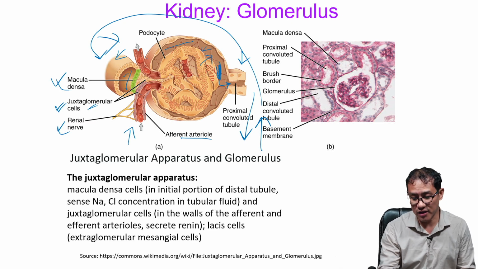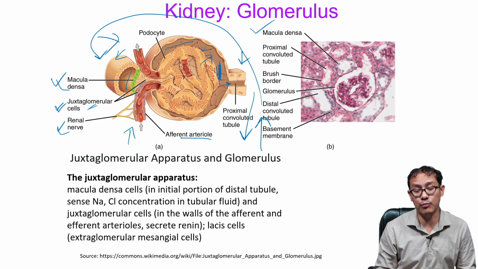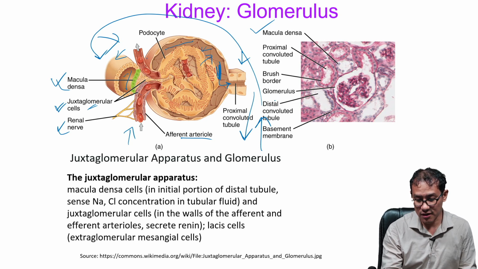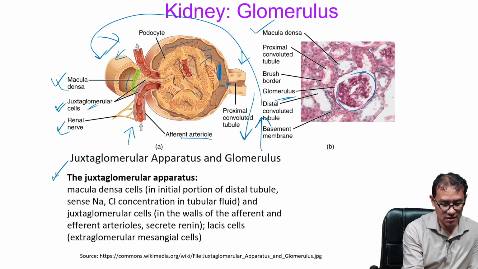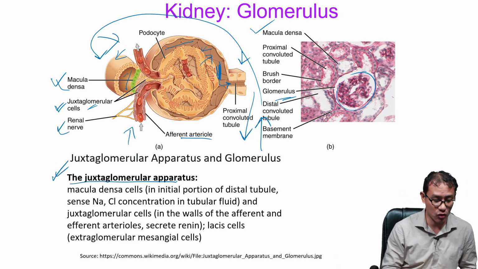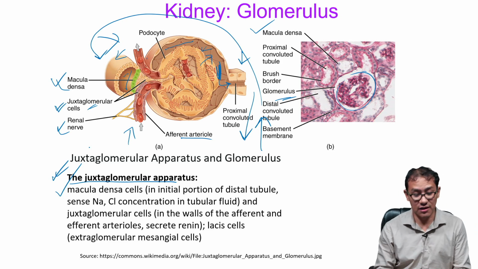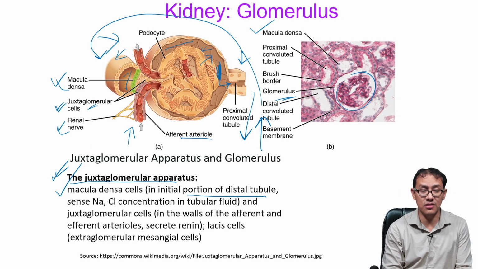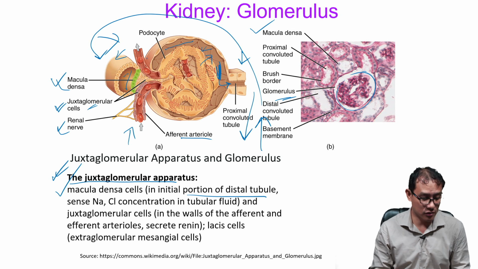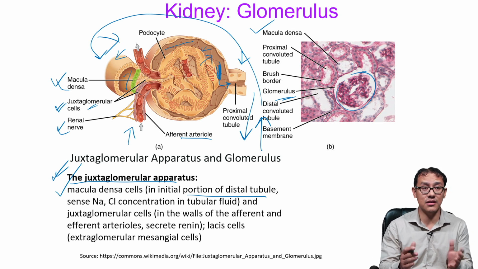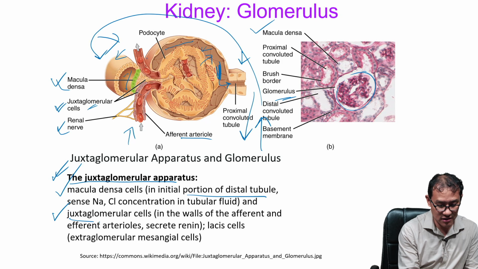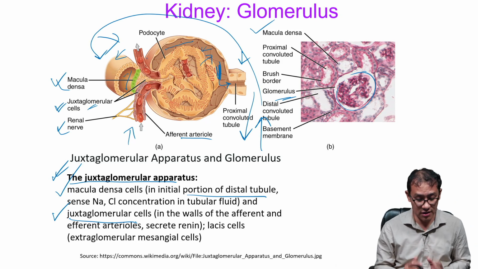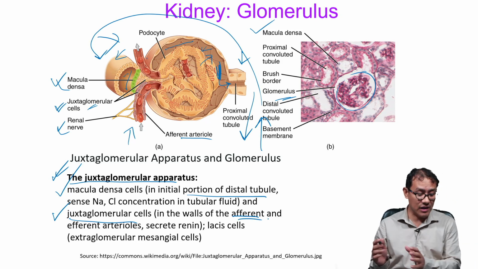Similarly, in the microscope you can see this is the macula densa, this is the PCT, this is the brush border of the proximal convoluted tubule, and this is the glomerulus, and this is the basement membrane. So, basically the juxtaglomerular apparatus consists of, number one, the macula densa. The macula densa is present in the initial part of the distal tubule, and it senses the sodium and chloride concentration in the tubular fluid. Then we have the JG cells, that is juxtaglomerular cells, in the wall of the afferent and efferent arterioles.